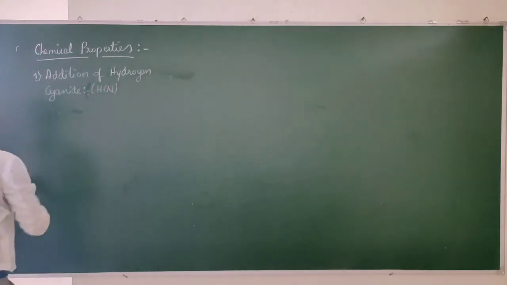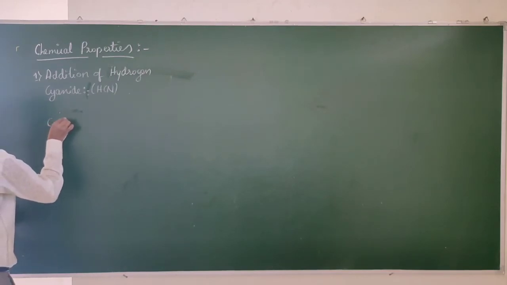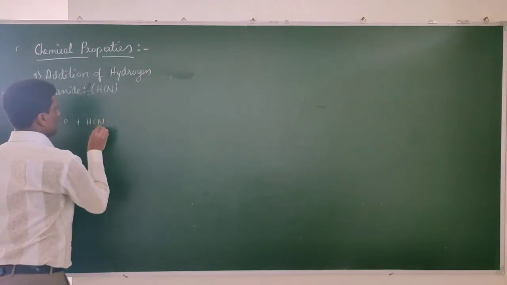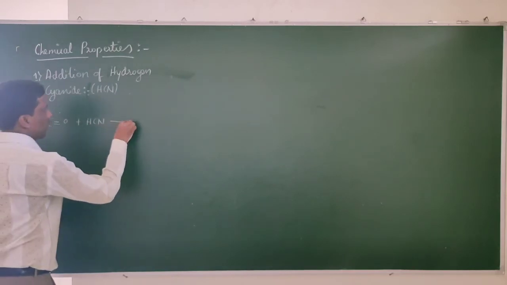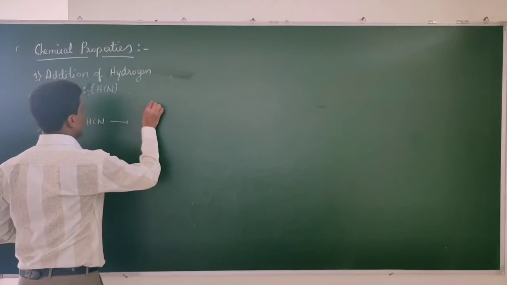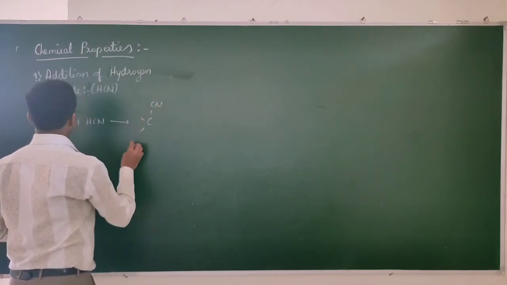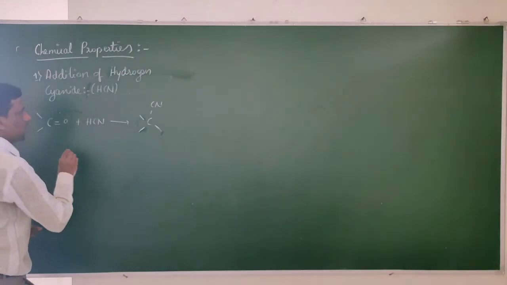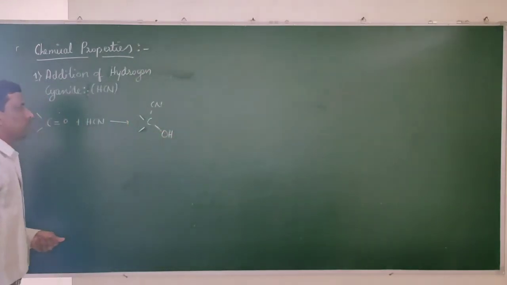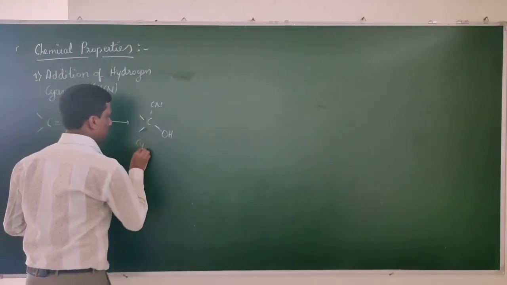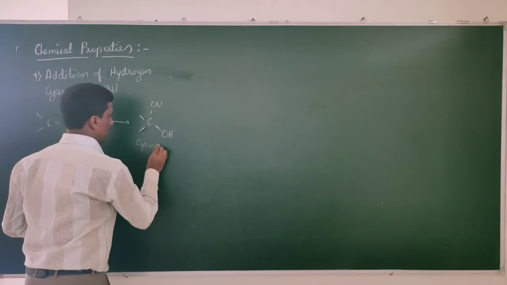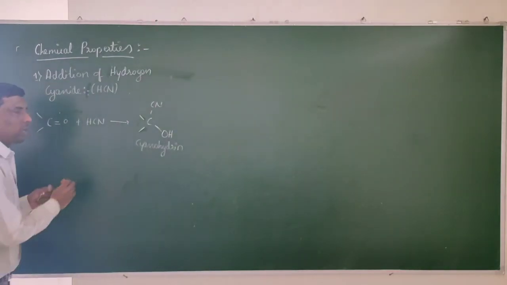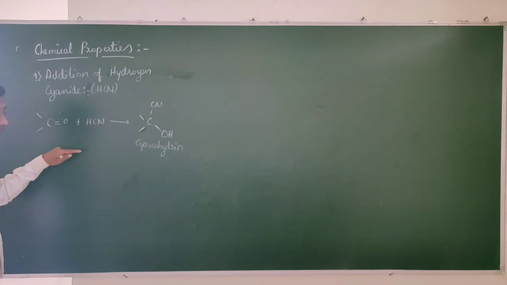HCN. Okay, consider here. This is an aldehyde or a ketone. Whenever this reacts with HCN, the CN will be the nucleophile here. Then it becomes like this. This CN will be joined here. Here two groups are attached. Here the H will be joined along with oxygen, OH. This is the cyanohydrin product. Cyanohydrin. Okay, this is the general reaction for addition of hydrogen cyanide to the aldehyde or ketone.